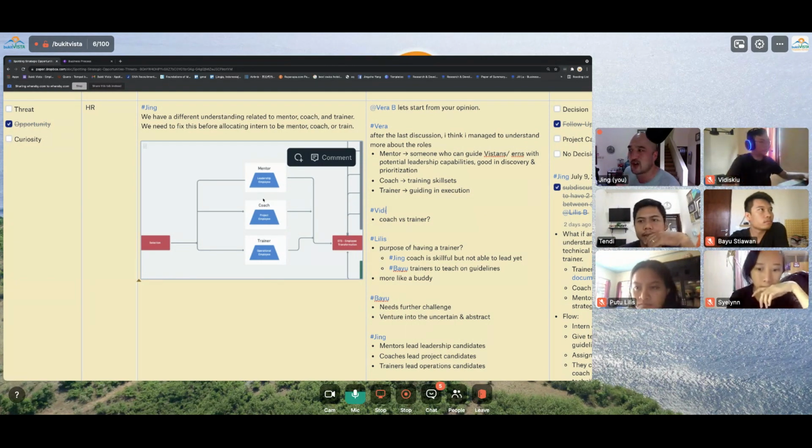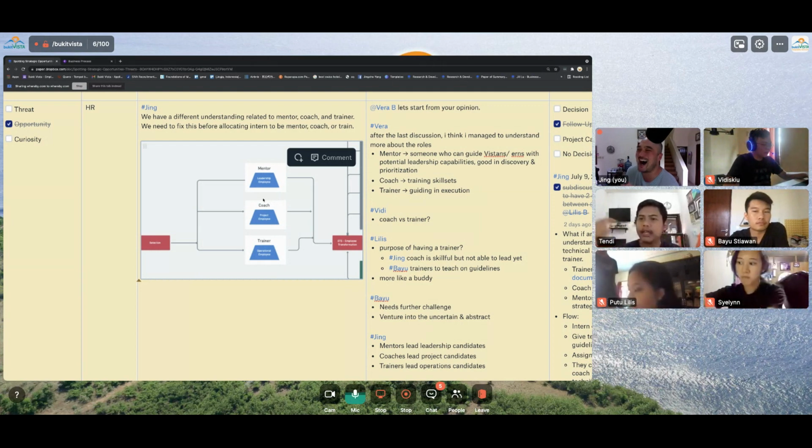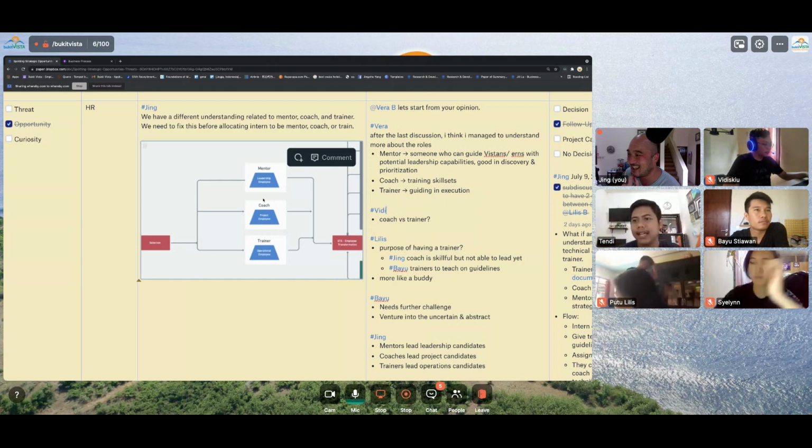What's the difference between that and a trainer then? I think the trainer is more like dictating, like, you do this, and if our standard is like this, this is the step, like an SOP, mostly.